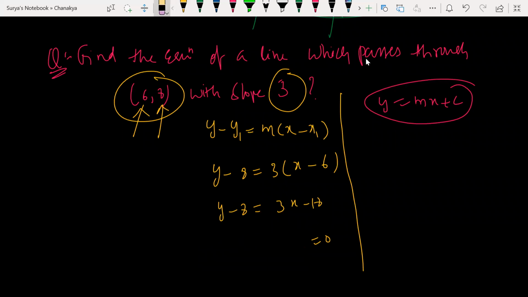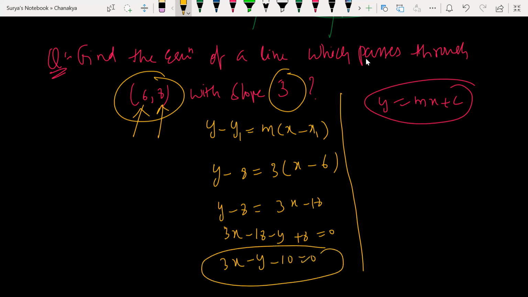So the answer for the first question. नहीं देखो, मेरे पास 3x minus 18. हाँ, I'm just shifting the y to the right hand side. 3x minus 18 minus y plus 8 is equal to 0. Okay, sir, understood. 3x minus y minus 10 is equal to 0. Right? This is what I wrote. Yes or no?